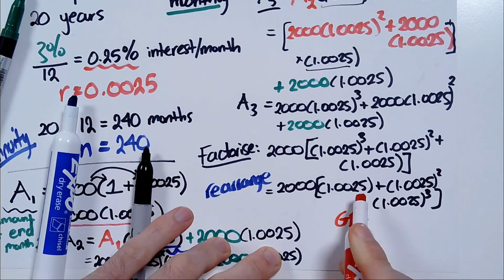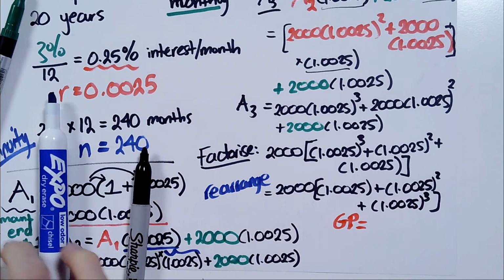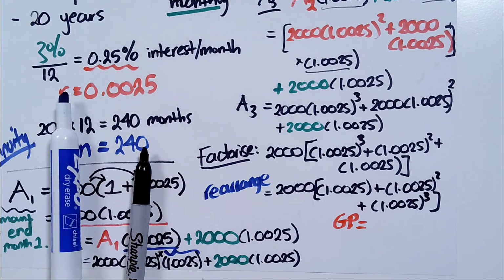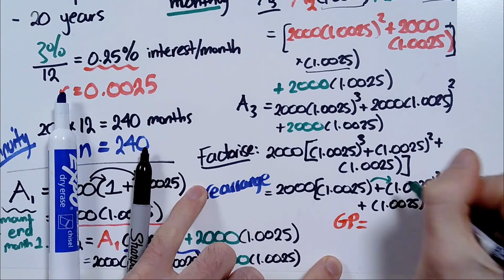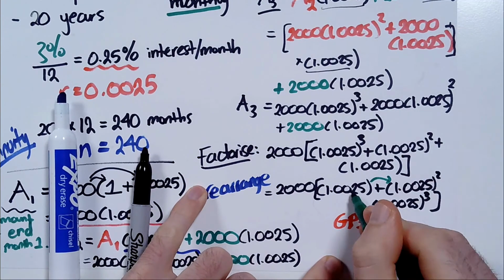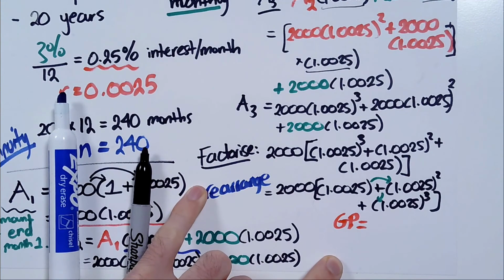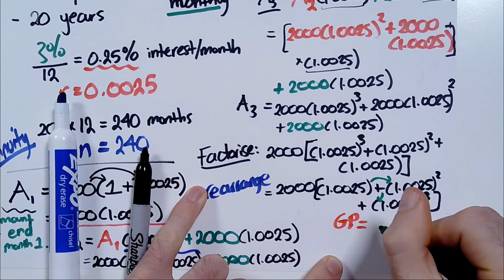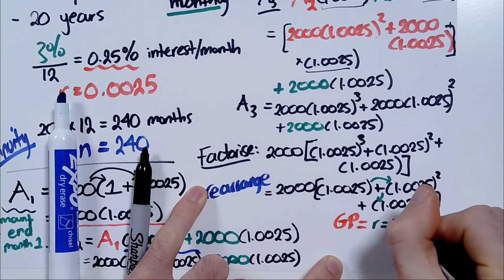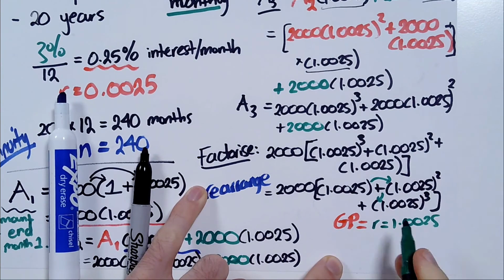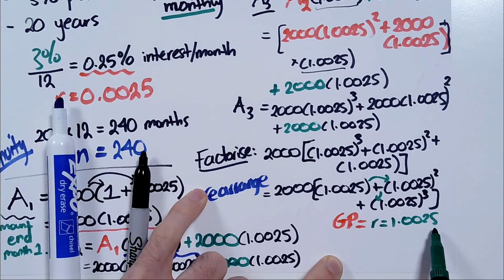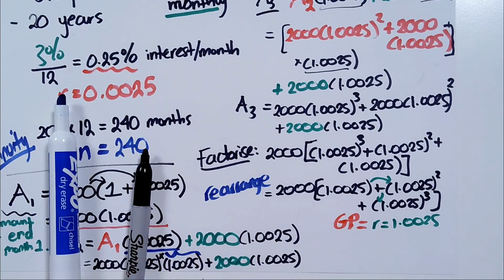Because each term is going up by a multiple of the same number. Now, what is that common multiple? See here, it's going up by the same number. To get from this one to this one, and then this one to this one, we multiply by, let's put it here, the R is equaling 1.0025. To get from the first term to the next one, you just multiply by 1.0025. So that's part of our GP.